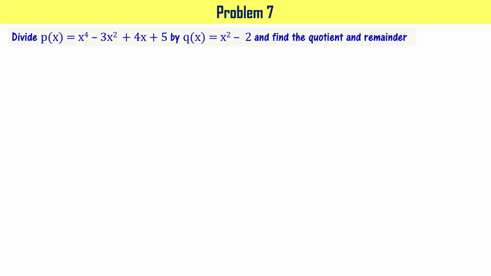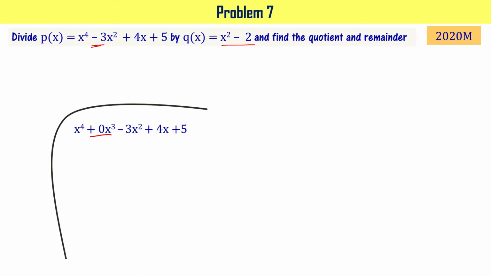Let us solve the next problem, that is problem number 7. Divide p of x equal to x power 4 minus 3x square plus 4x plus 5 by q of x, that is x square minus 2, and find the quotient and remainder. This is from the year 2020 model paper. Here in the given problem, the x cube term is not given, so I am writing it as 0 times x cube, right? So once we write the given polynomial, let's draw a line as shown here and write x square minus 2 on the other side of the line.